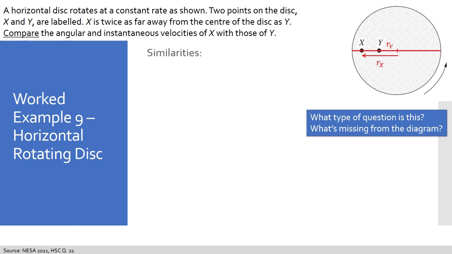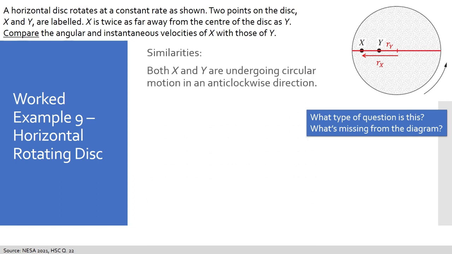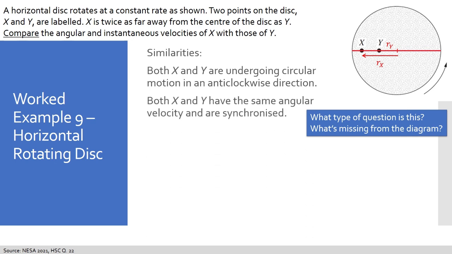Well, here are some similarities. If we're comparing, we want to see what two things are the same in both. So both X and Y are undergoing circular motion, let's state the obvious, in an anti-clockwise direction, using the diagram as information. What else do we know? Both X and Y have the same angular velocity, and they're synchronized, both at the same angle relative to a position on the stationary part.